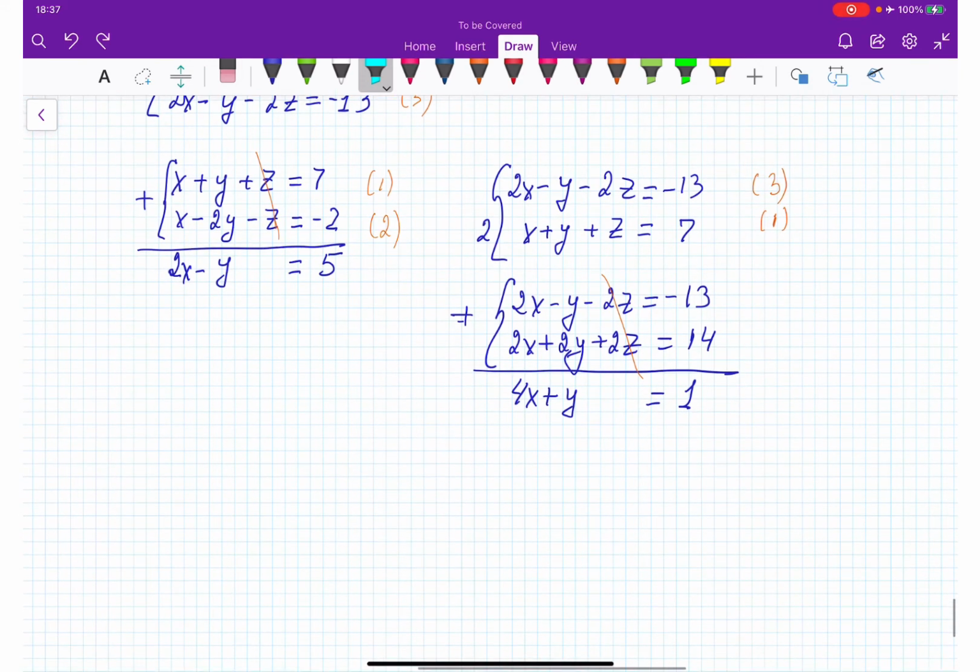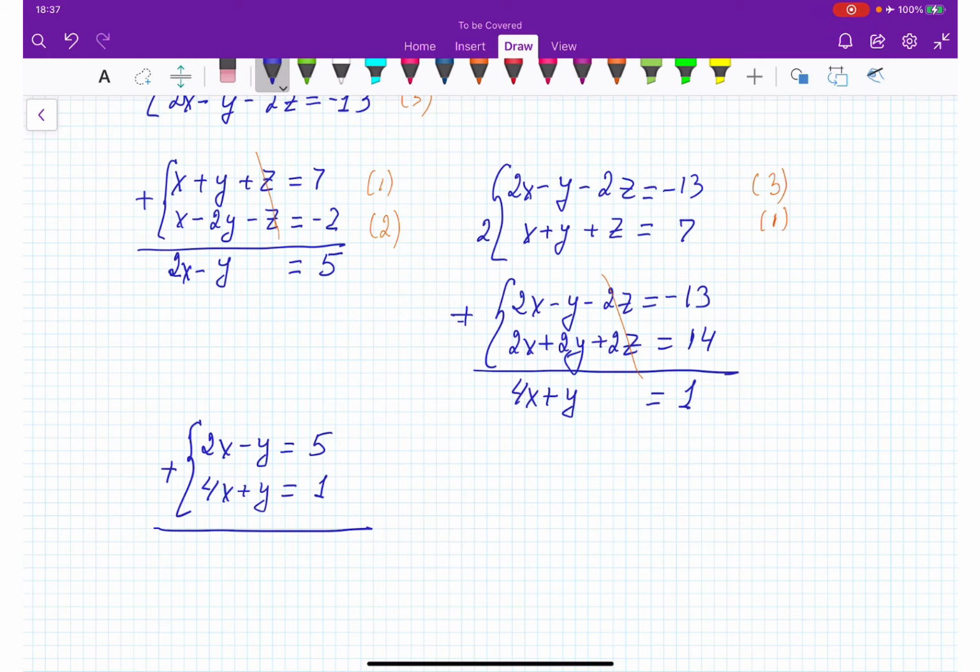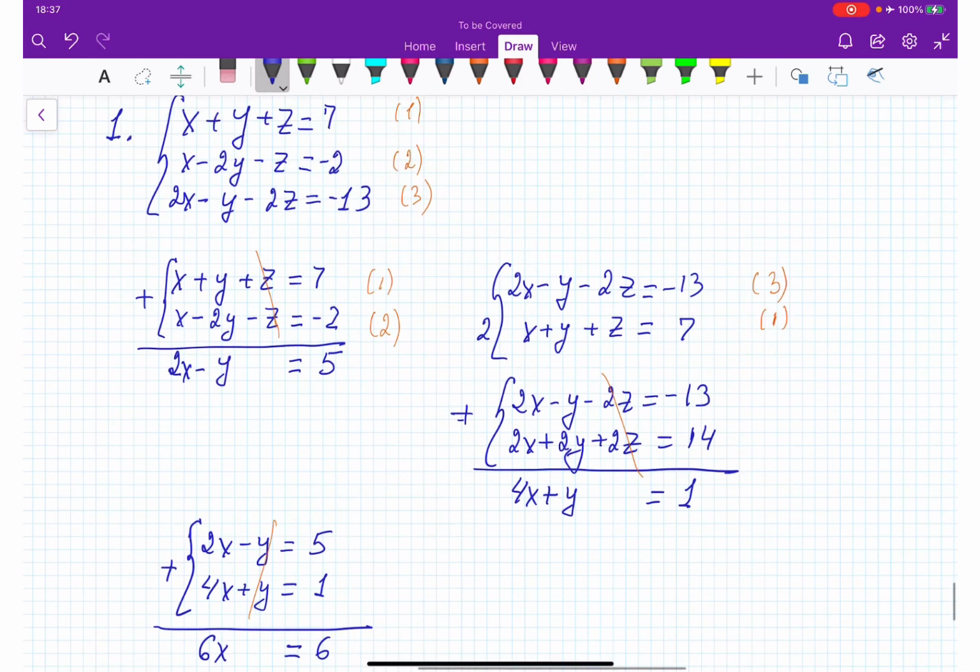So let's combine. 2x minus y is equal to 5. 4x plus y is equal to 1. If I add, positive y and negative y are gone, and I'm getting 6x is equal to 6, x is equal to 1. Okay, I got x is equal to 1.